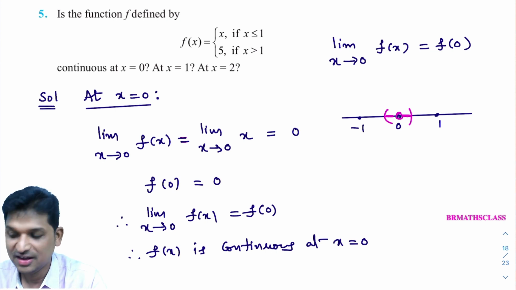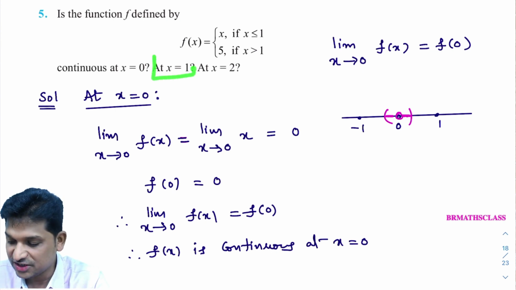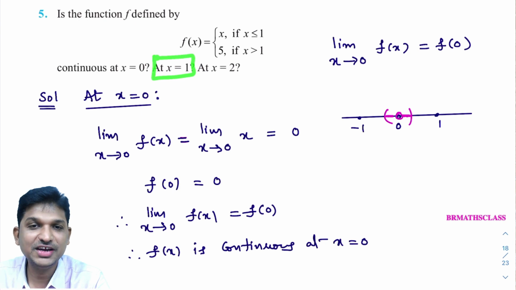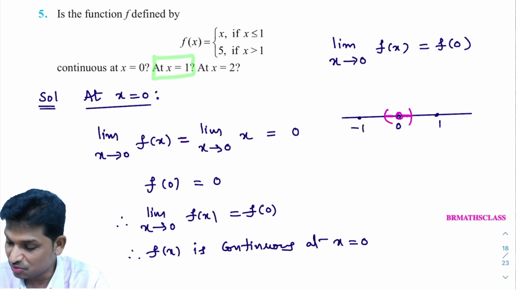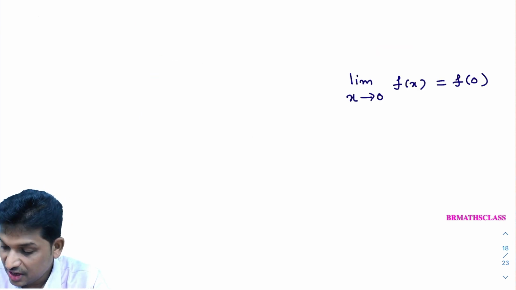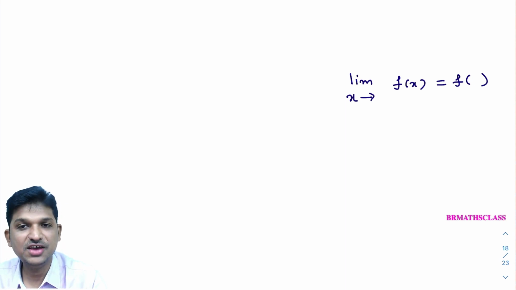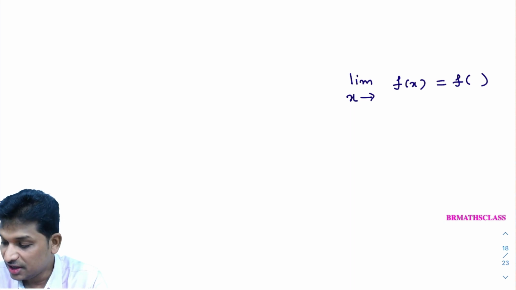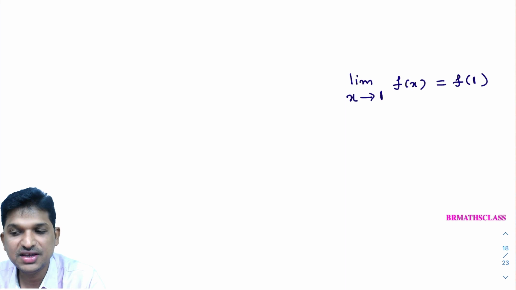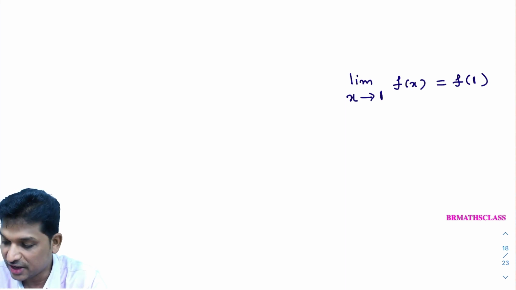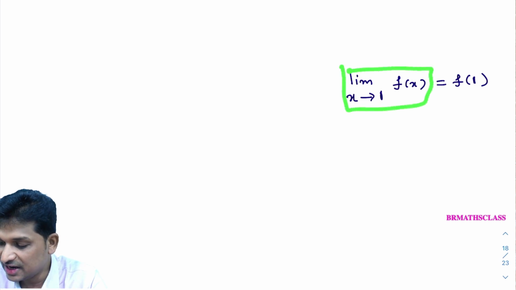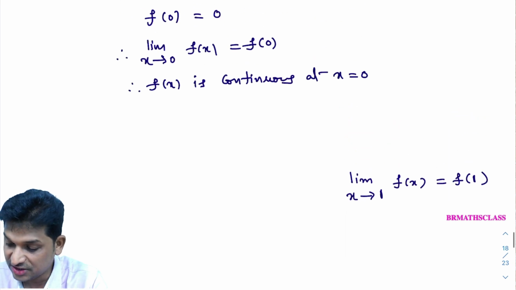Now we need to check the continuity of the function at x equal to 1. When we say the function is continuous at x equal to 1, if limit x approaches 1, f of x equals f of 1, then we say that the function is continuous at x equal to 1. Correct? Okay. So I'll calculate limit x approaches 1 f of x and I'll calculate f of 1. Here I need the function, I'll bring it.